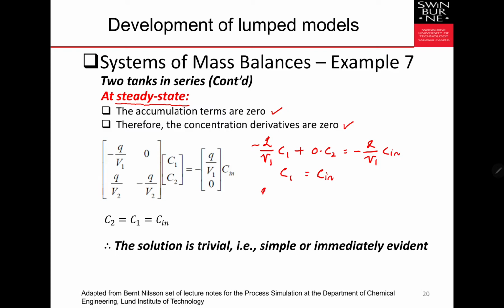Okay, and then Q divided by V2 multiplied by C1 minus Q divided by V2 multiplied by C2 will be equal to 0 multiplied by the inlet concentration. So in this regard, C1 will be equal to C2. Therefore, the concentration in tank 2, which is equal to the outlet concentration from tank 2, and the concentration in tank 1, which is equal to the outlet concentration from tank 1, will be equal to the inlet concentration. Therefore the solution is immediately evident.